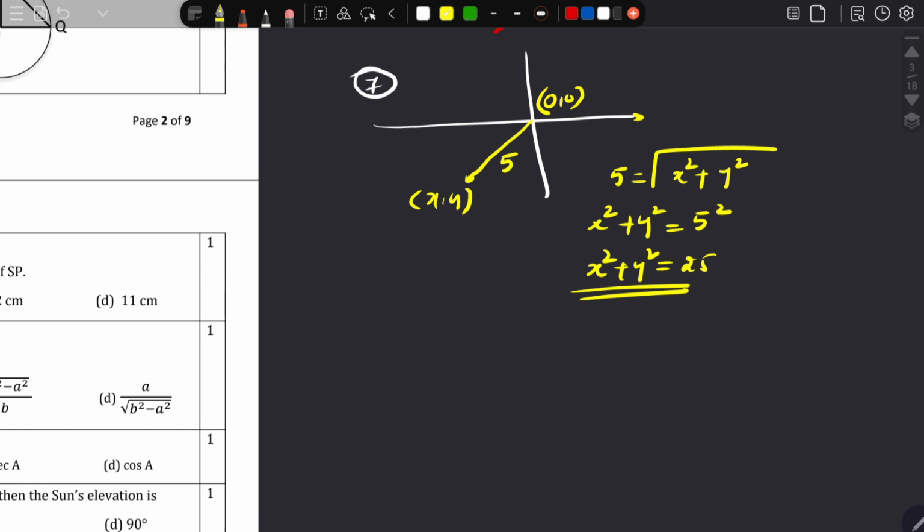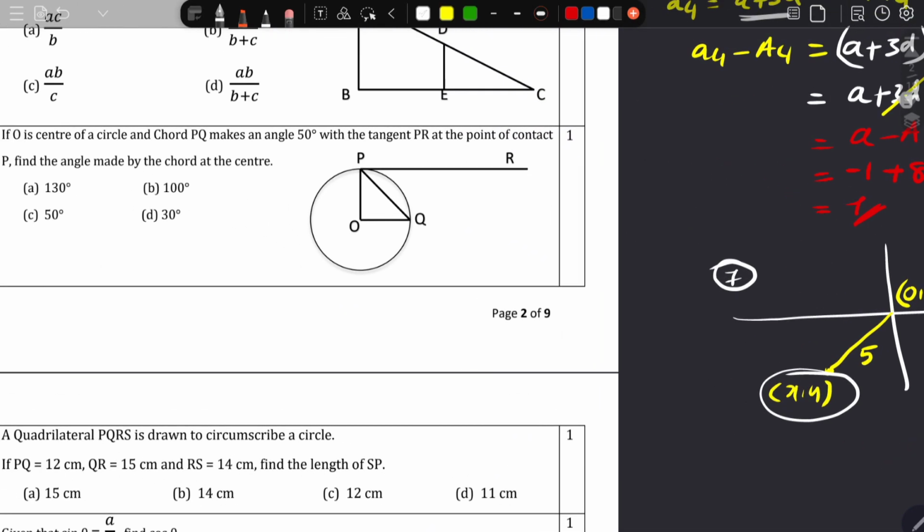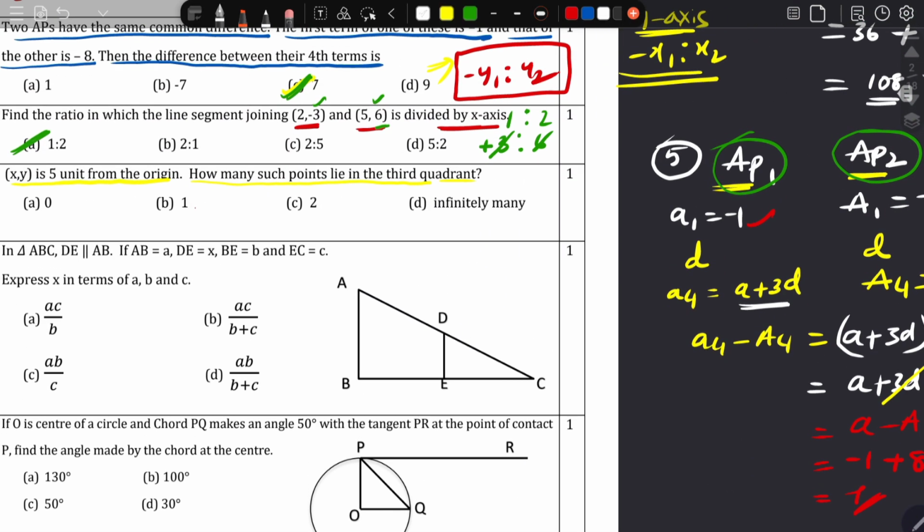Then how many values satisfy the given statement, which must be in the third quadrant? I can take the x value indefinite number of times and I will get indefinite values of y, and as the y value changes, the x value also changes. Therefore, how many possibilities are there? We have infinitely many possibilities.